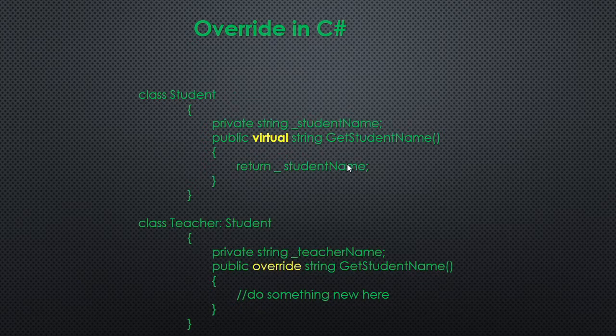This implementation will stay as it is, and this will be a new method for the teacher class with a new implementation. Simply, this is the override, and this is how we can label the functions to be virtual in order to be re-implemented in another class. Now let's go to Visual Studio to understand these two concepts by an example.